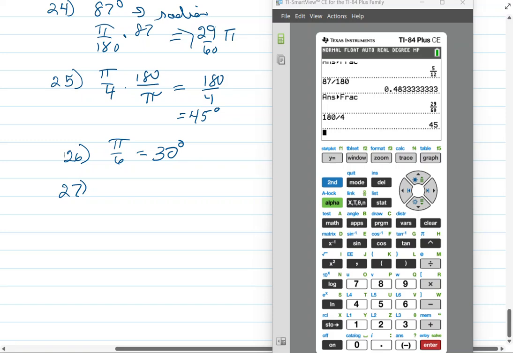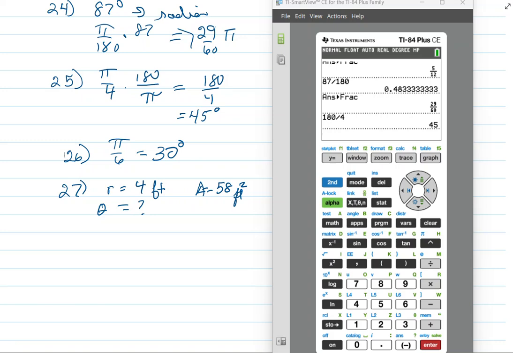27 says A denotes the area of a sector of radius r formed by the central angle theta. Find the missing quantity, and if necessary, round to 2 decimal places. So r equals 4 feet. Area equals 58 feet squared. So we want theta. All right. So in this case, we're talking area. So it's radius squared, and theta is in radians.